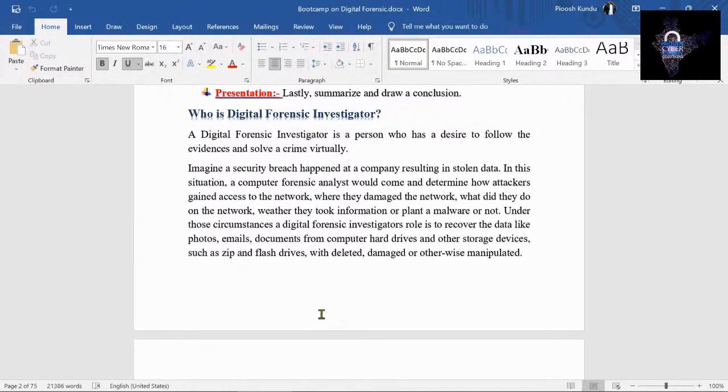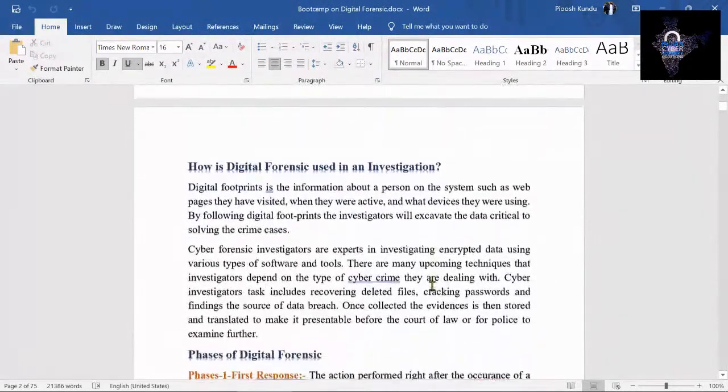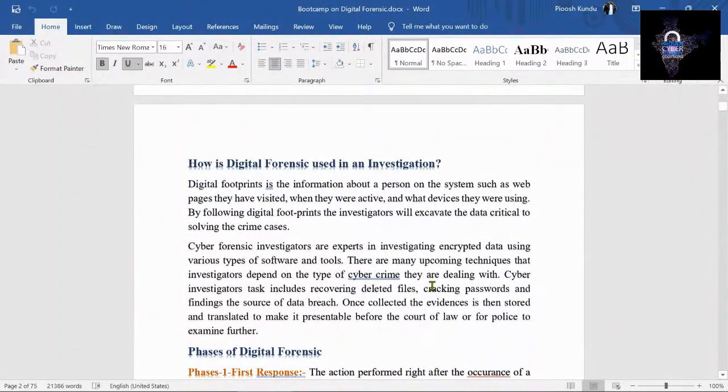Now, whether they took information or planted malware on it. Under those circumstances, the digital forensic role is to recover the data, like photos, emails, documents from the computer hard drives, other storage devices, such as zip files, flash drives, with the deleted and damaged data or data that has otherwise been manipulated. Now, how is digital forensics used in an investigation?